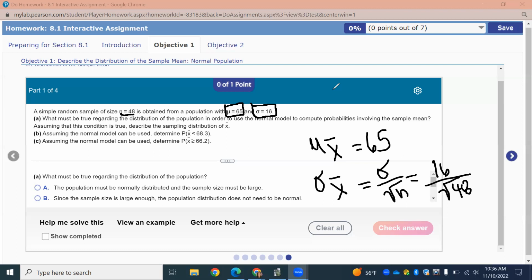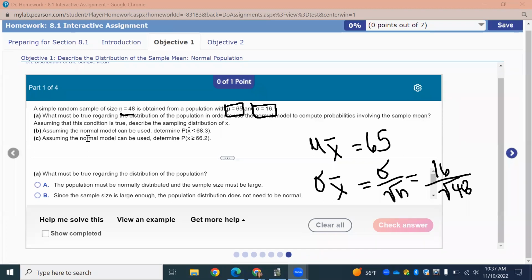Okay, part A says, what must be true regarding the distribution of the population in order to use the normal model to compute probabilities involving the sample mean? That question gets to the heart of the whole reason we're doing this. We want to say it's normal so that we can do what we did in chapter 7, where we can find the probability of something happening, or if we're given the probability, we can find the actual value. But this is specifically for samples. Everything in chapter 7 was the population. So now we're talking about samples. Let's take a look.